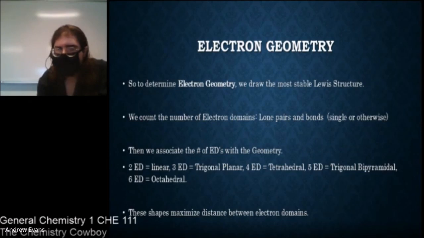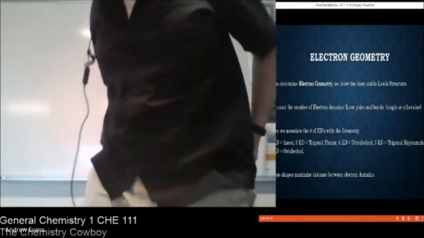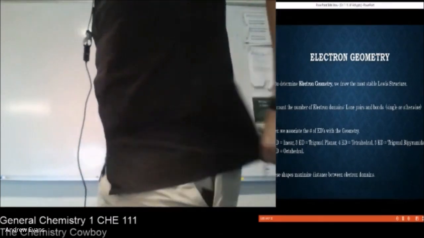Three electron domains, trigonal planar; four, tetrahedral; five, trigonal bipyramidal; six, octahedral. These shapes maximize the distance between electron domains. So I'm going to take a real quick break to just show this in action. Now let's look.